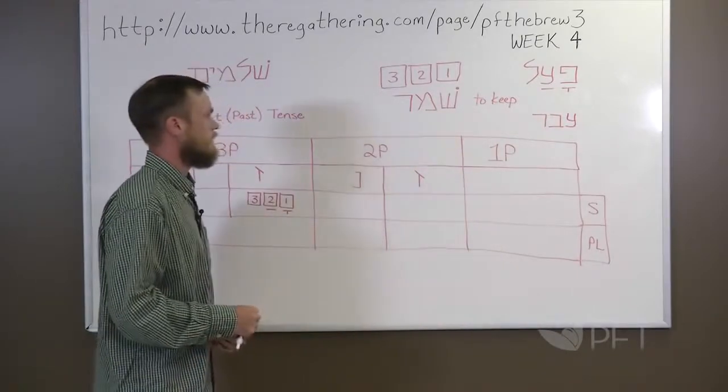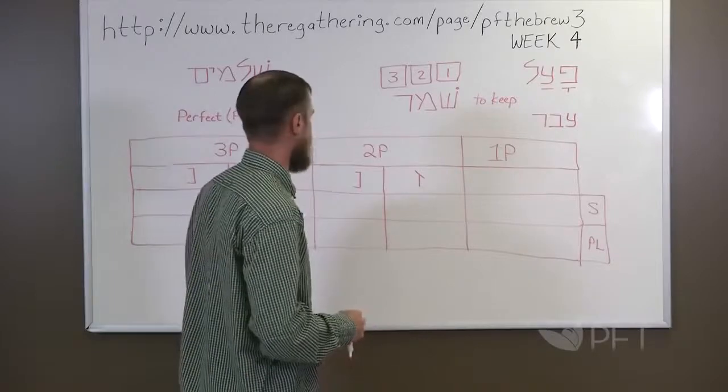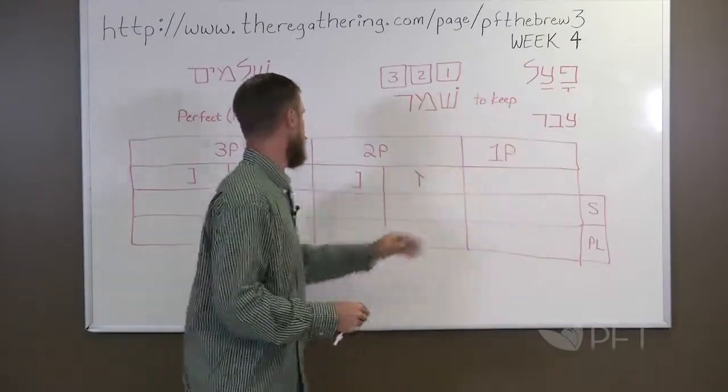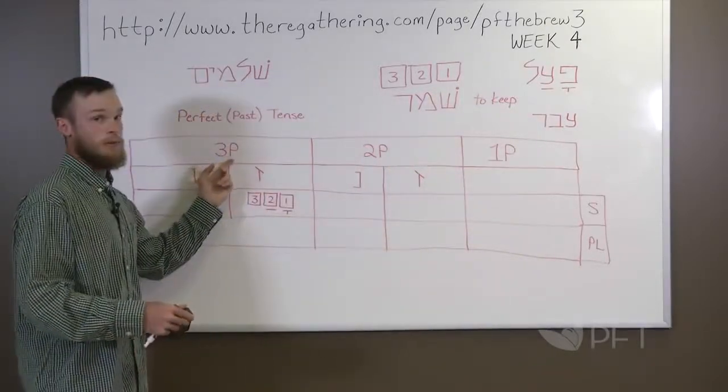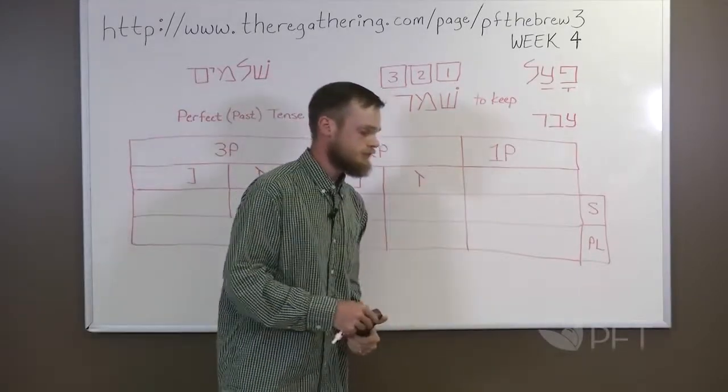So onto the chart itself. I have it divided by person. So 3P here is third person, 2P is second person, 1P is first person.